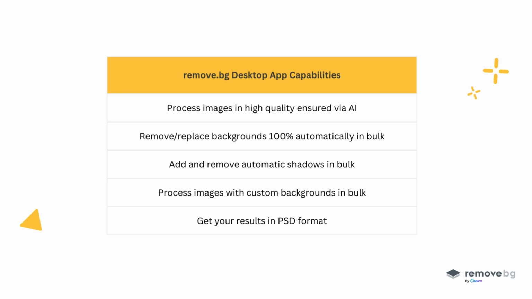With the remove.bg desktop app, you can process your images in high quality ensured by the state-of-the-art AI, remove or replace backgrounds 100% automatically in bulk, add and remove automatic shadows in bulk, process images with your custom backgrounds in bulk, and get your image results in PSD format.